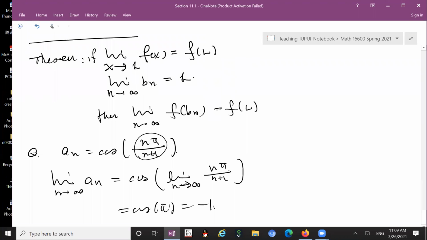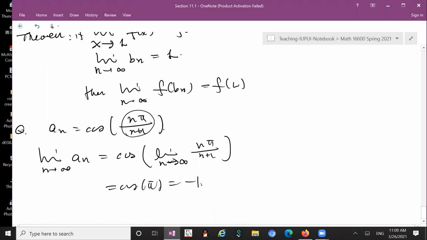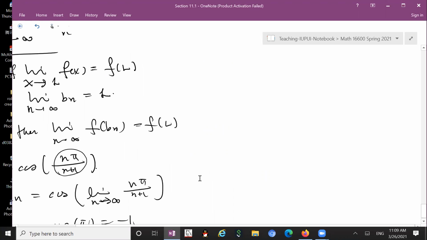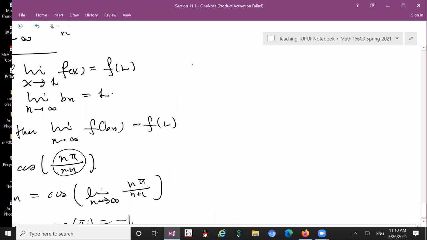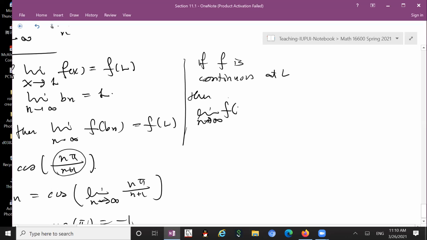What I was trying to say is, let me move to this side a little bit. In other words, if f is continuous at L, then the limit of f of Bn equals f of the limit of Bn. Okay, so you can switch it. So here L is the limit of Bn.